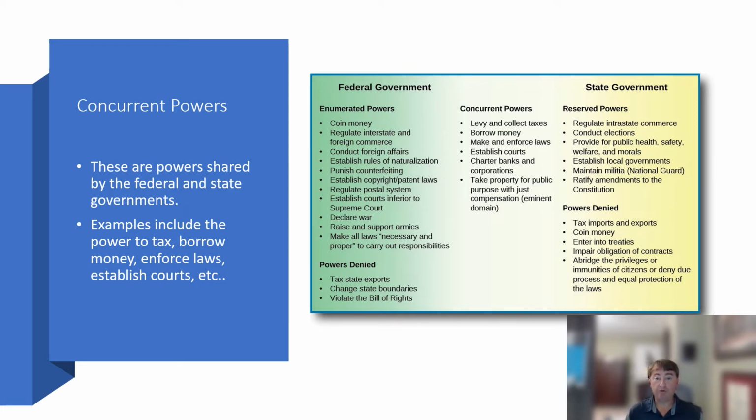Concurrent powers are powers that are shared by the federal and state governments. And those are the powers listed in the middle of the chart. Those are powers that both the federal government and the states and local governments can all do. Things like taxing. So when I get a paycheck, I have both federal tax taken out and I have, unfortunately, state tax taken out.